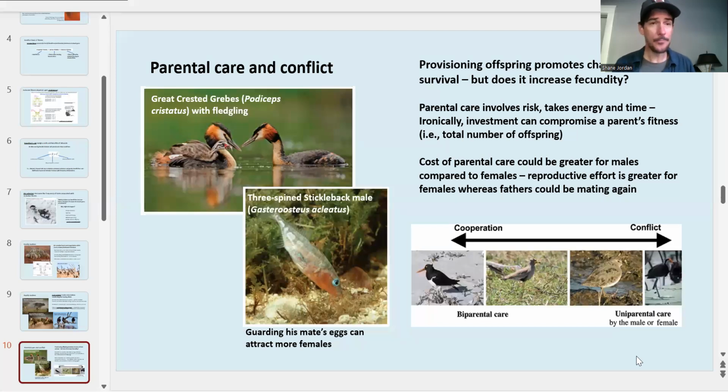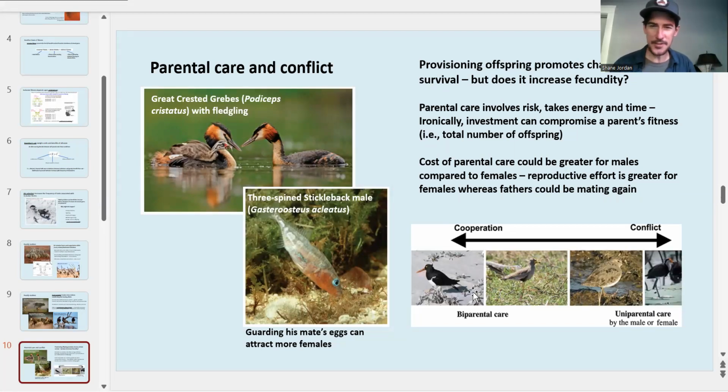But as it turns out, family matters or relationships within families don't necessarily always involve cooperation. Sometimes they, in fact, can involve conflict. And specifically, we can see this happening in the context of parental care. There is this idea that you could have situations where two parents, the male and female, invest care into their offspring sort of equally.